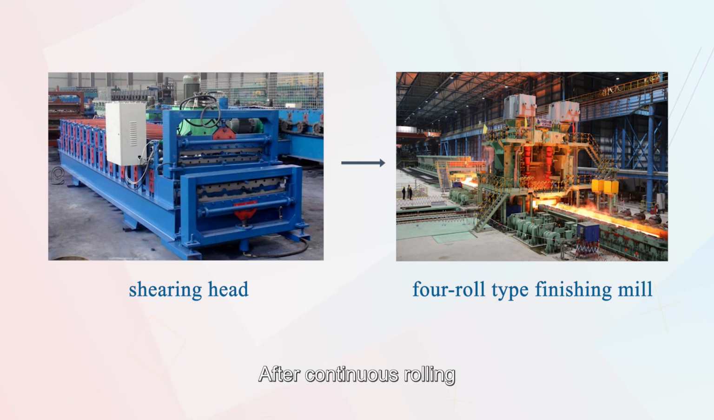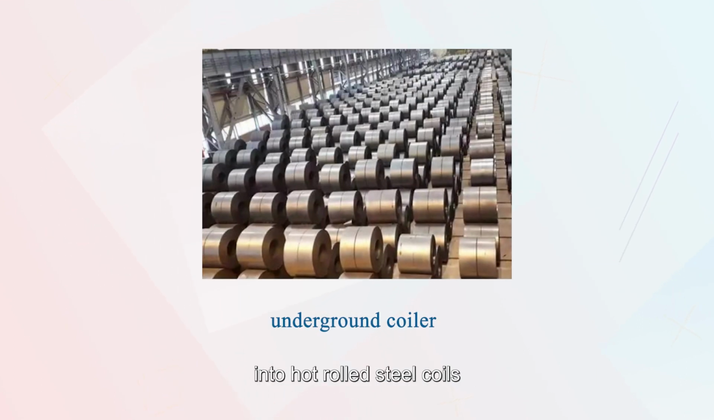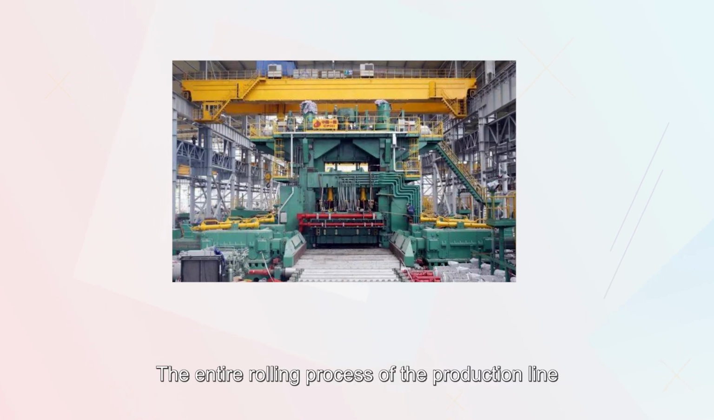After continuous rolling, the steel strips are cooled by laminar flow, and they enter the underground coiler to be rolled into hot-rolled steel coils. Thus, the rolling process is completed. The entire rolling process of the production line is fully automated.